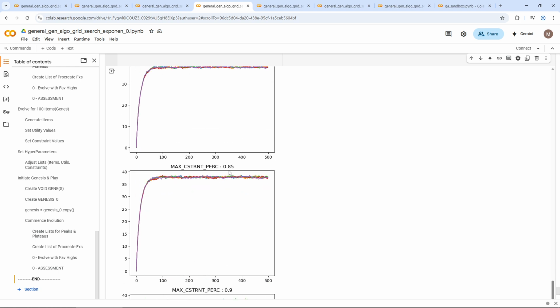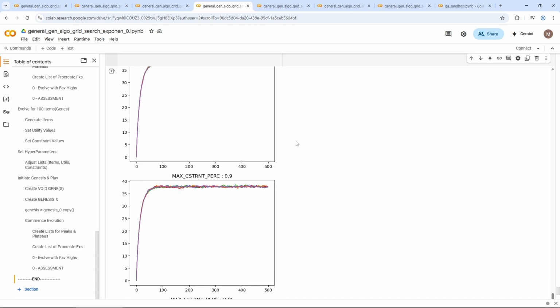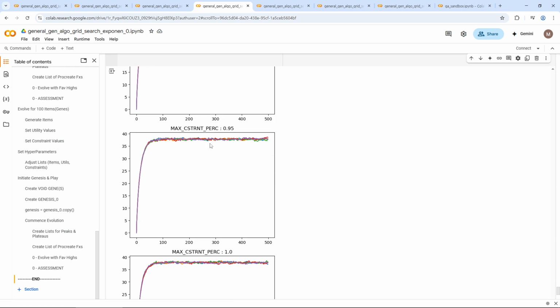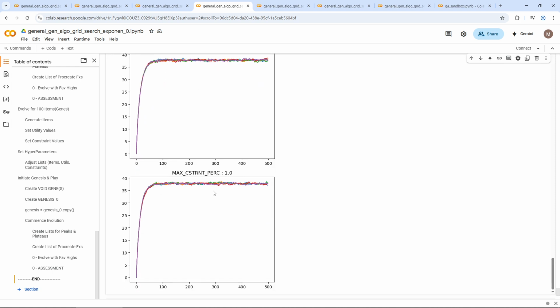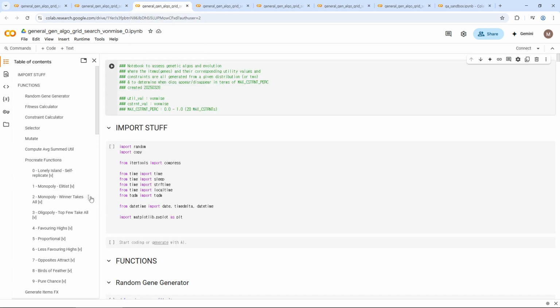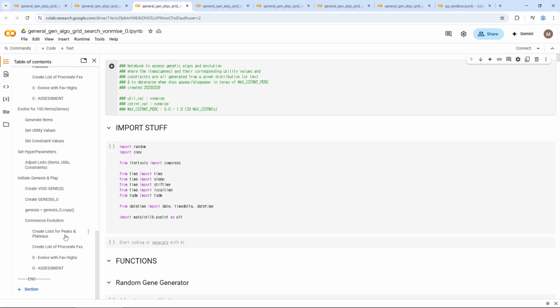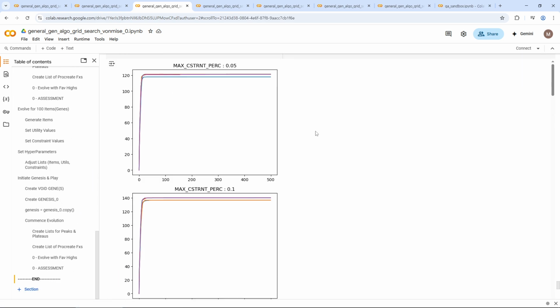At 85%, the peaks never happened. They just plateau. At 90%, same. 95%, same. 100%, same. And it's the same thing.